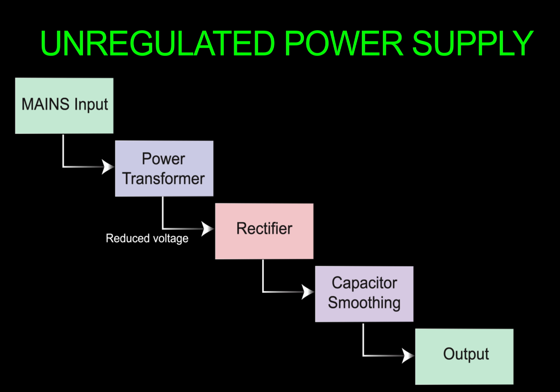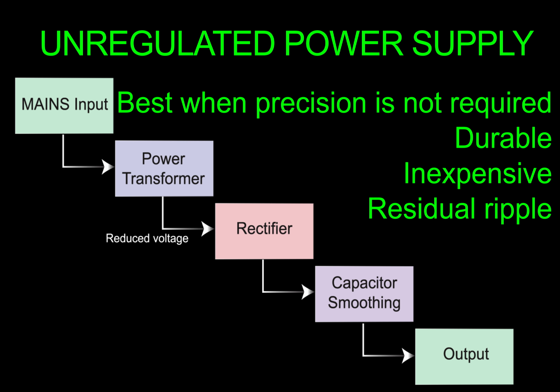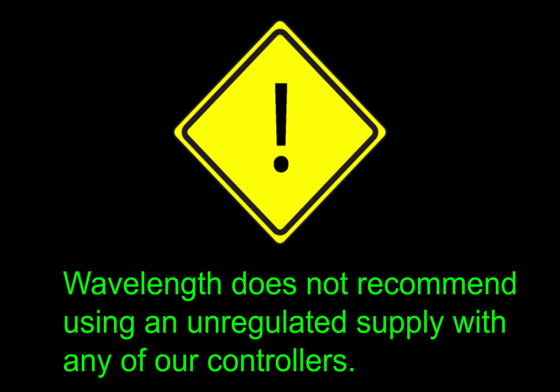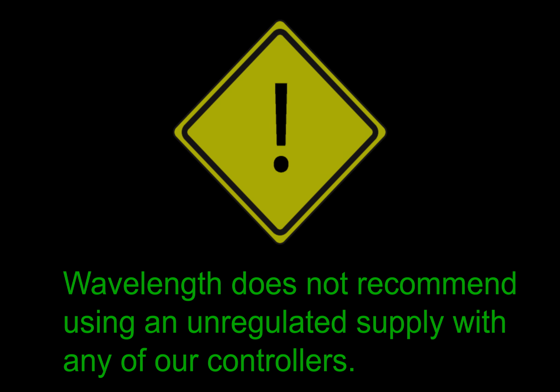Typically, the output voltage will decrease as the current output to the load increases. The advantages of unregulated power supplies are that they are durable and can be inexpensive. They are best used, however, when precision is not a requirement, as they have a residual ripple. Wavelength does not recommend using unregulated power supplies with any of our products.